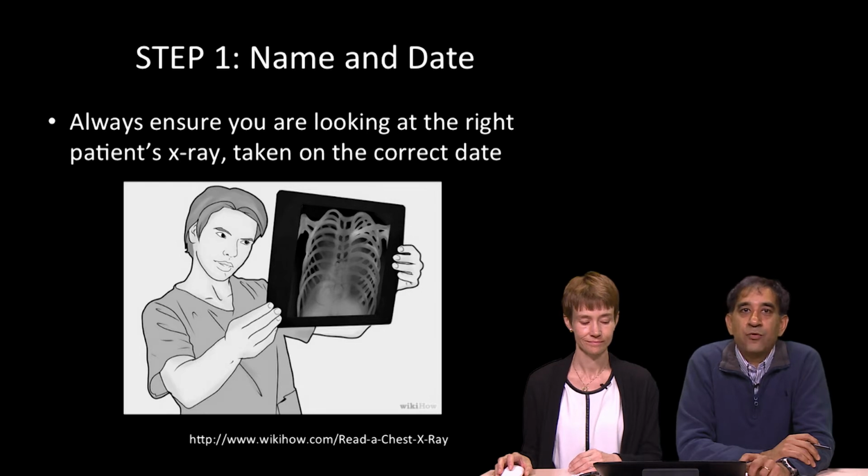So let's continue. The first step in evaluating a chest X-ray, or any X-ray for that matter, is always make sure that you're looking at the right patient's X-ray. So look at the patient's name to make sure it's the name of the patient that you're actually interested in. And the patient may have had X-rays done before, so it's very important to make sure that you're looking at the one that was done on the correct date. All of us have made that mistake in our careers of looking at the wrong X-ray because we didn't take the time to ensure it was either the right patient or the right date.